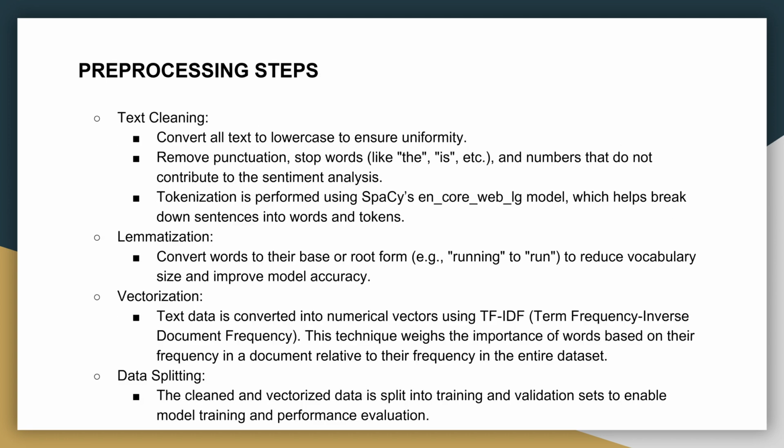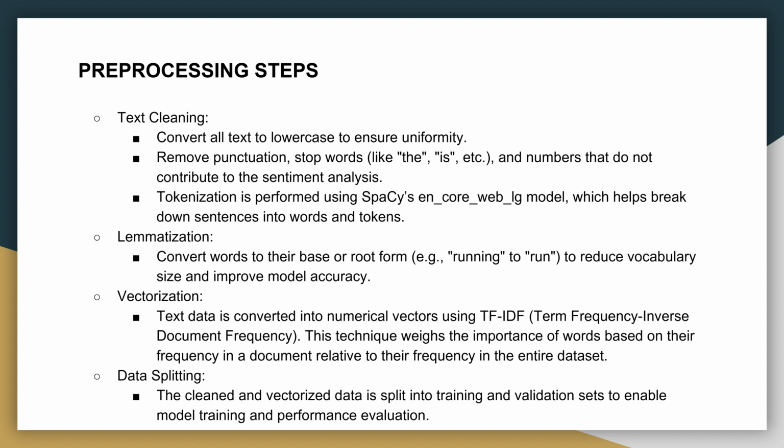Pre-processing steps. Moving on to the pre-processing steps, we started with text cleaning. This involved converting all text to lowercase, removing punctuation, stop words like "the" or "is", and numbers that do not contribute to the sentiment analysis. We then tokenized the text using spaCy's en_core_web_lg model, which breaks down sentences into words or tokens. Lemmatization was performed to convert words to their base form, such as converting running to run, which helps reduce the vocabulary size and improve the model's accuracy.